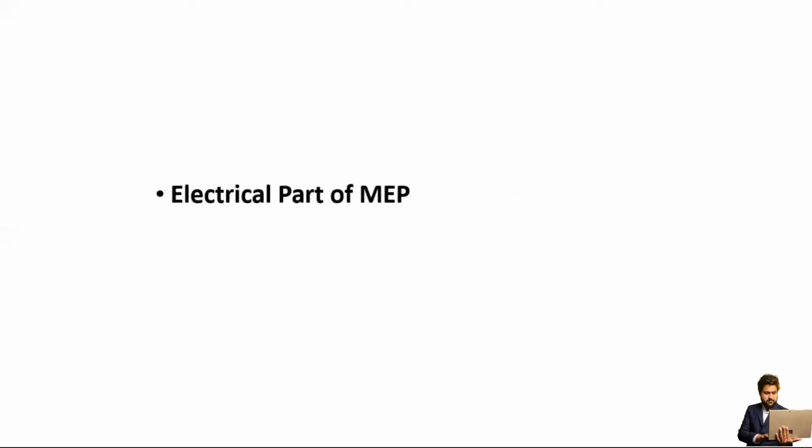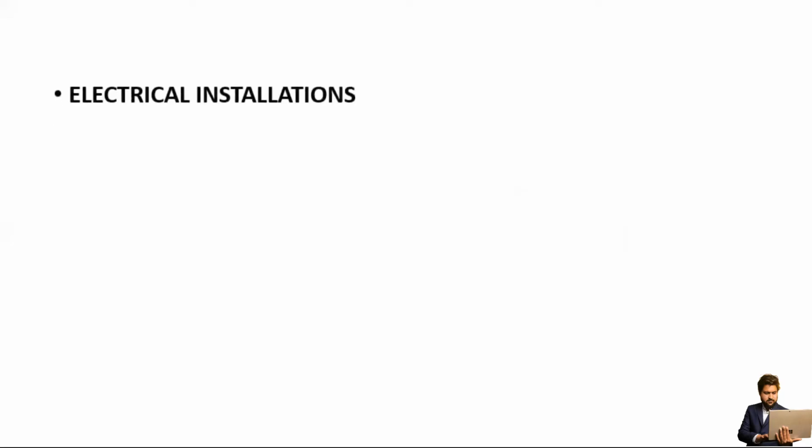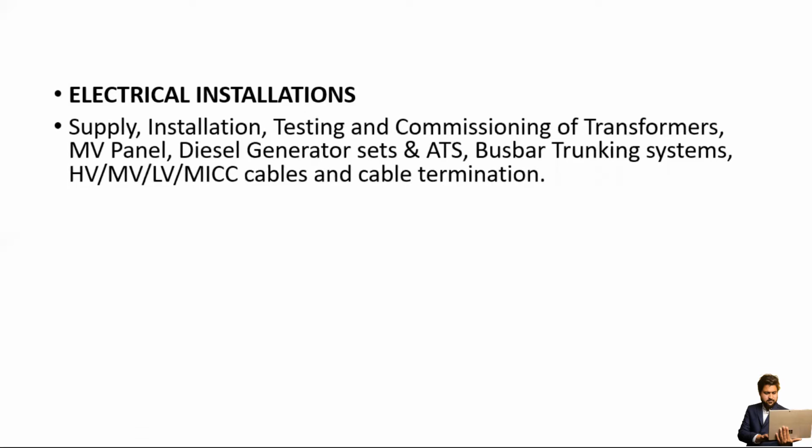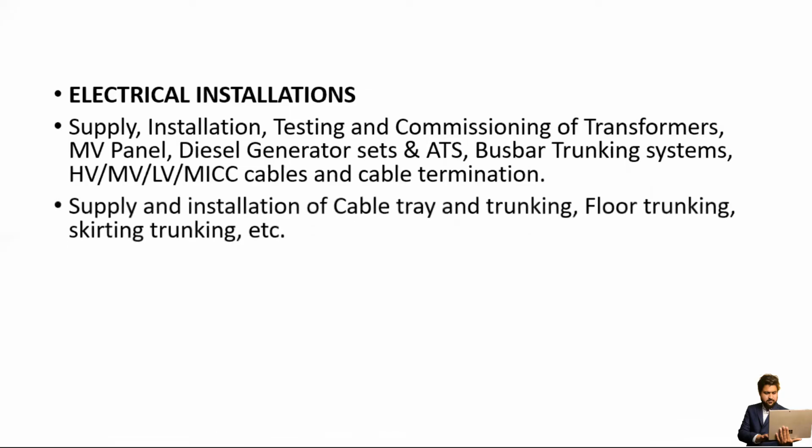So let's start the second part, the electrical part of the MEP engineering career. Electrical installations, these are the job responsibilities. If you're an electrical engineer and you want to pursue an MEP engineering career in the specific category of the electrical section, following are the things you have to do: supply, installation, testing, and commissioning of transformers, MV panels, diesel generator sets, ATS, busbar trunking systems, HV, MV, LV, MI, CC cables and cable terminations, supply and installation of cable tray and trunking, floor trunking, skirting trunking, etc.